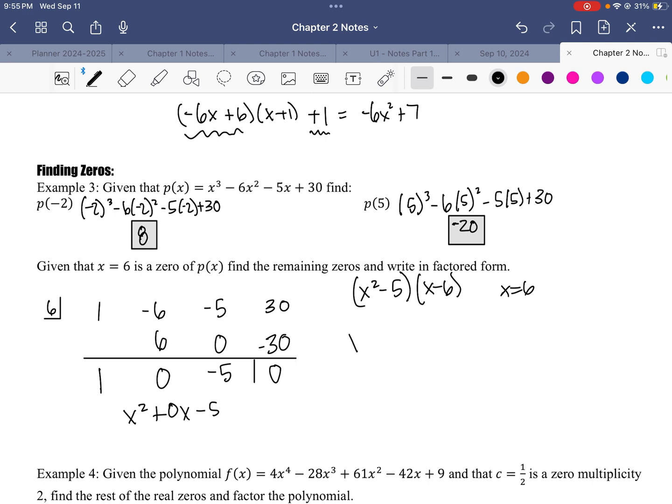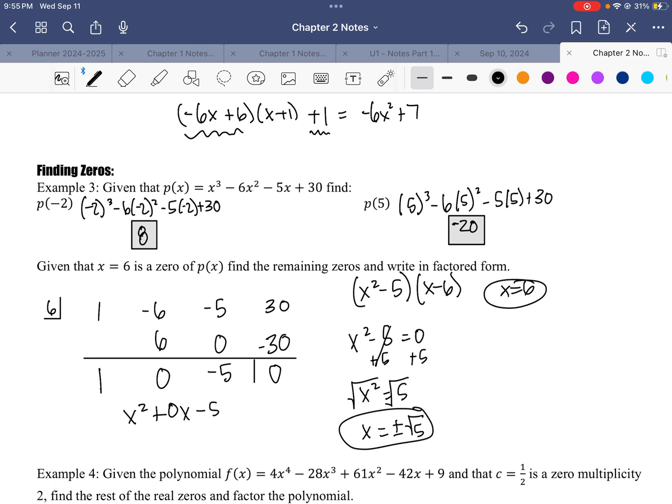But the other two, we need to set x squared minus 5 equal to 0 to find the other two zeros. So we would add 5 to both sides and get x squared equals 5. And then we would have to square root it, and we would get that x equals plus or minus the square root of 5, which are the other two zeros. So here are your zeros, here is your factored form.